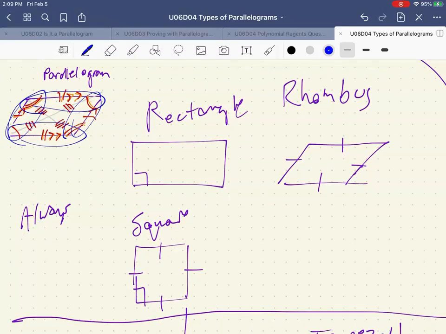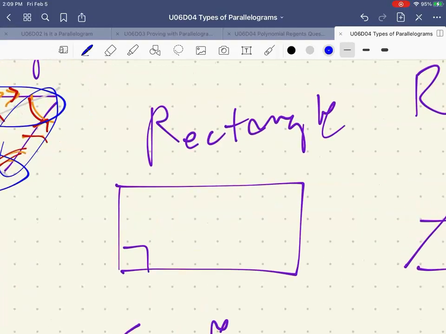There are 3 additional parallelograms that we need to talk about. They are the rectangle, the rhombus, and the square. If these parallelograms have this additional property, it will be considered also a rectangle, a rhombus, or a square. A rectangle is just a parallelogram that has 1 right angle.